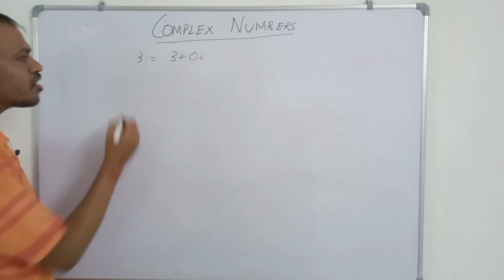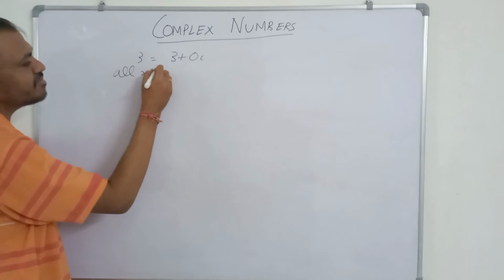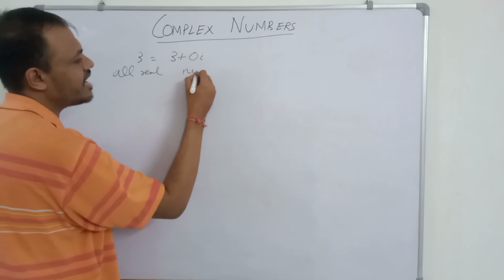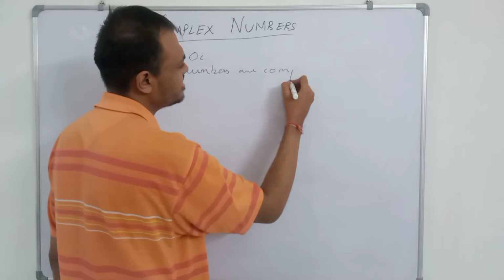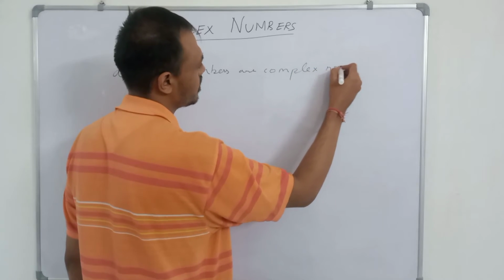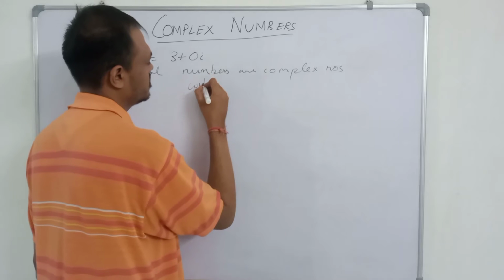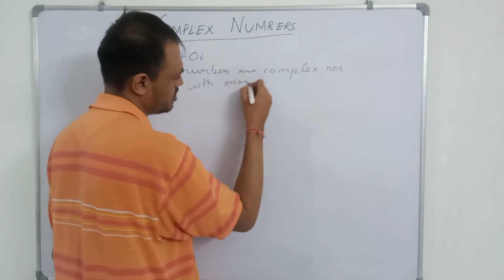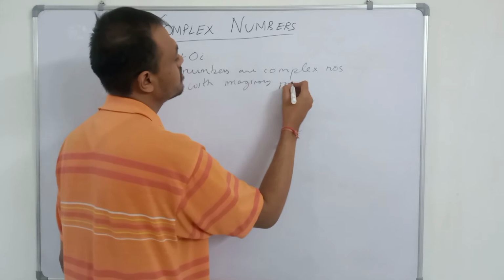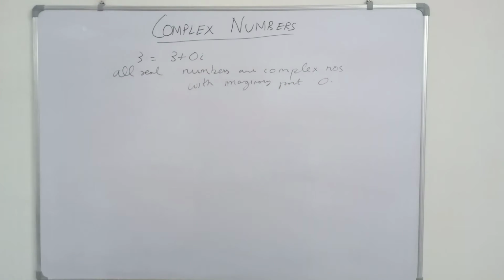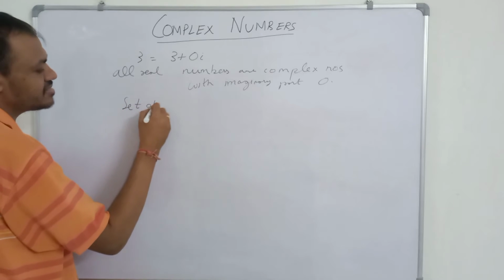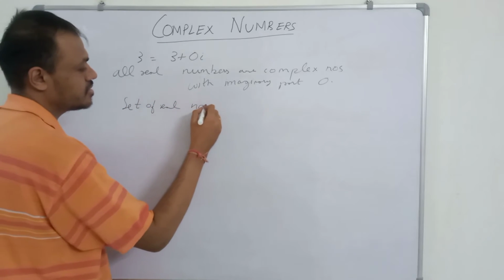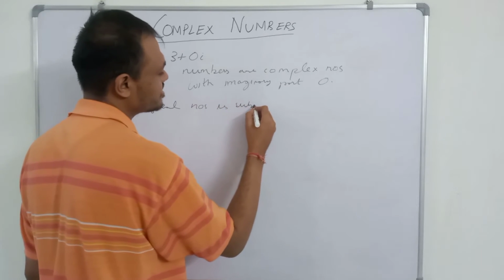So all real numbers are complex numbers with imaginary part 0. So the set of real numbers is a subset of the set of complex numbers.